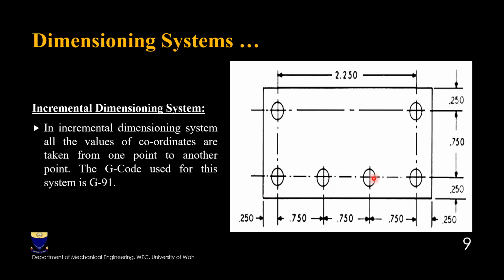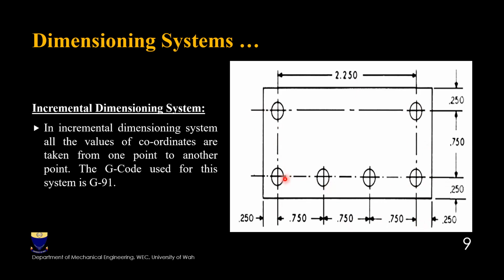The next is x 1.75 and y is 0.25, and the next one is x 2.50 and y 0.25. Now at this point, your x would be 2.5 and your y would be 1. And coming back to this point, your x would be 0.25 and your y would be 1. So these 6 holes I'll discuss with respect to absolute dimensioning system.